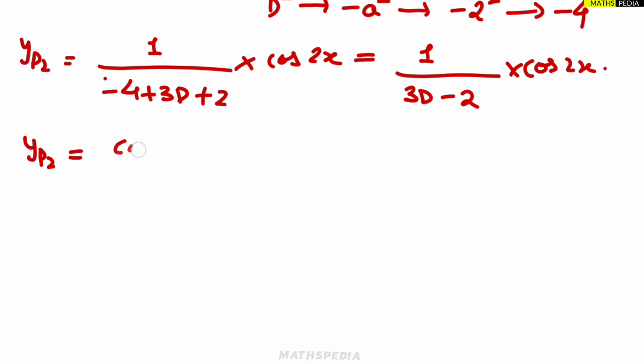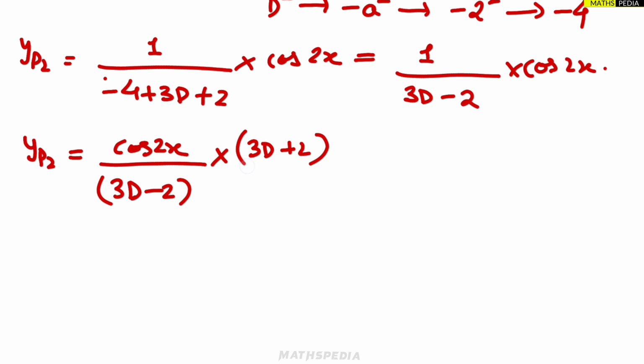See here, cos 2x by 3d minus 2. I'll multiply and divide with 3d plus 2 and 3d plus 2. Okay, so why are we doing this? See here, the denominator part is now in the form of a plus b into a minus b. When it's a plus b into a minus b, the basic idea is nothing but a square minus b square. So when you're getting a square, it basically means you're getting d square, so that you can substitute something.